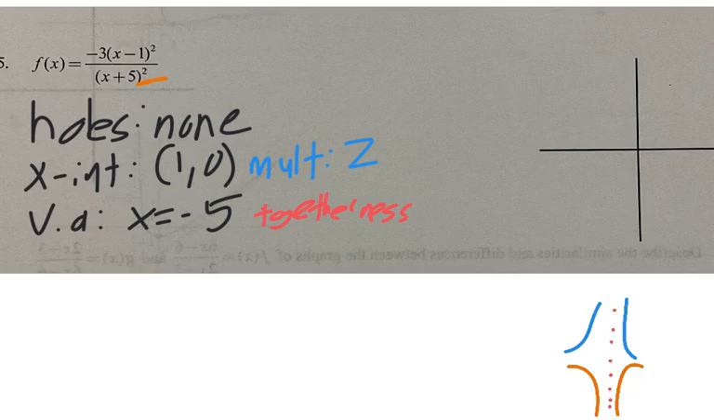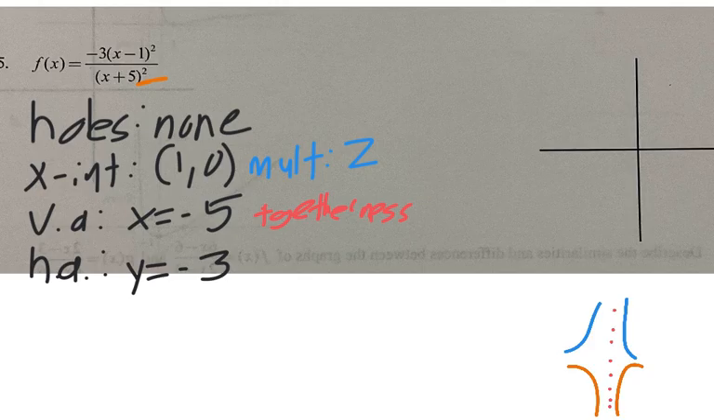It's not a polynomial. It's a rational function. The polynomial in the numerator is degree 2, and the polynomial in the denominator is degree 2. So because the degree of the numerator is equal to the degree of the denominator, I have a horizontal asymptote at y equals -3, because there's a -3 at the front.